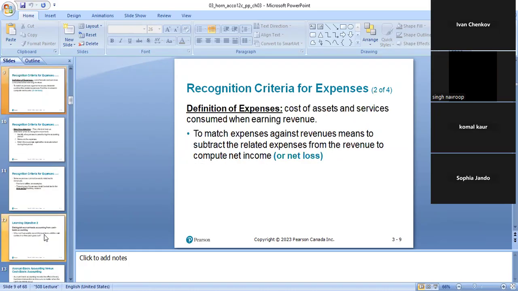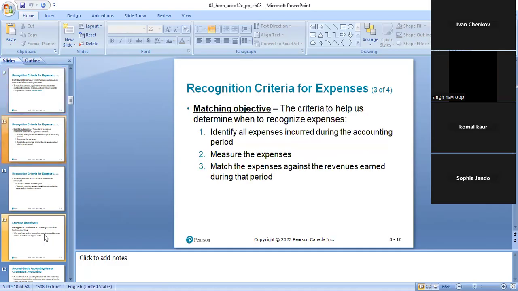So let's keep going here. Now, the definition of the expenses. The definition of the expenses will be simply the cost of the assets in terms of inventory, which we're going to sell to the customer, or the services which are consumed in order to earn the revenue. So for that reason, we're matching the revenue with the expenses, or expenses with the revenue.